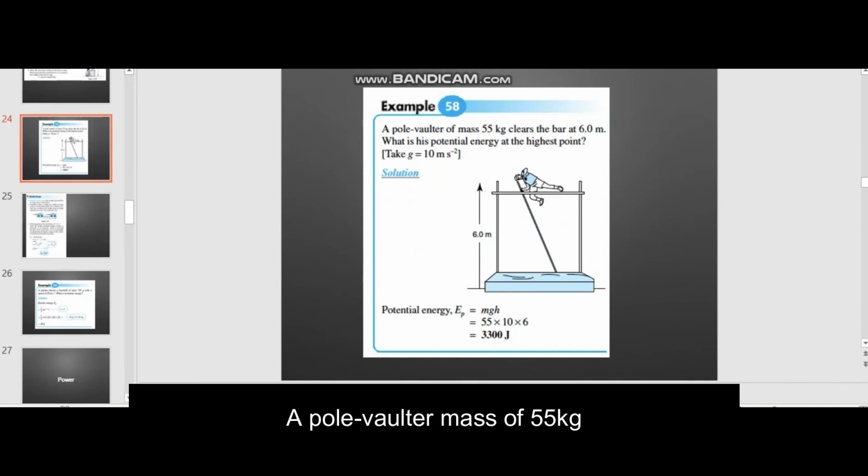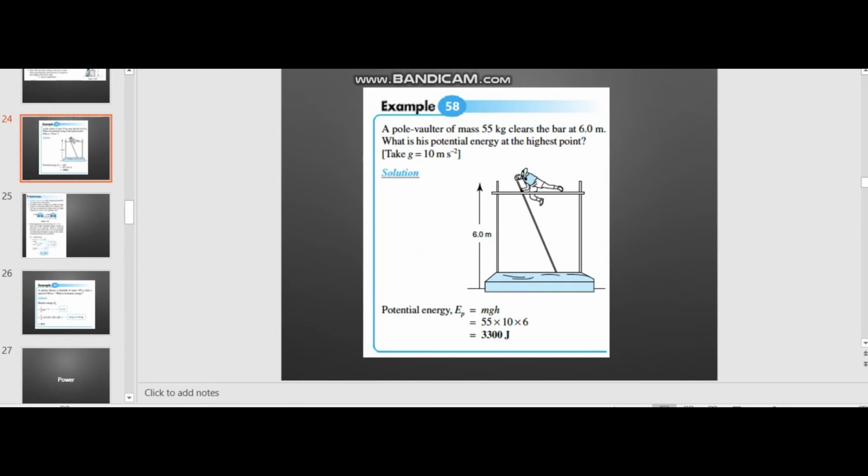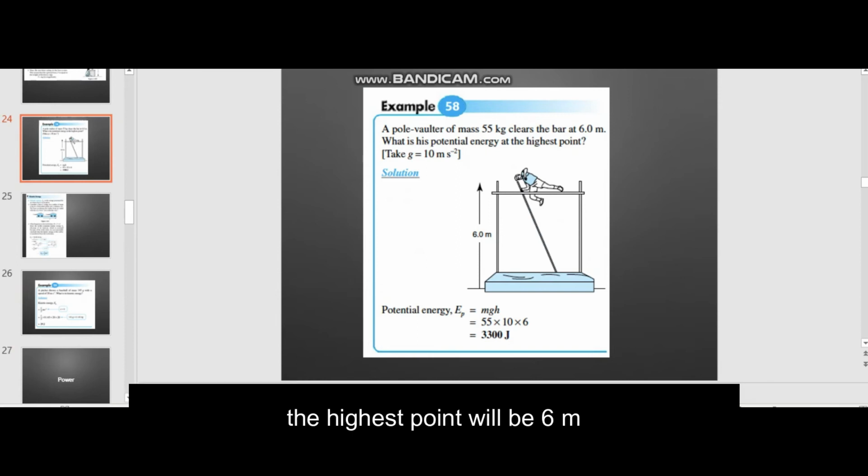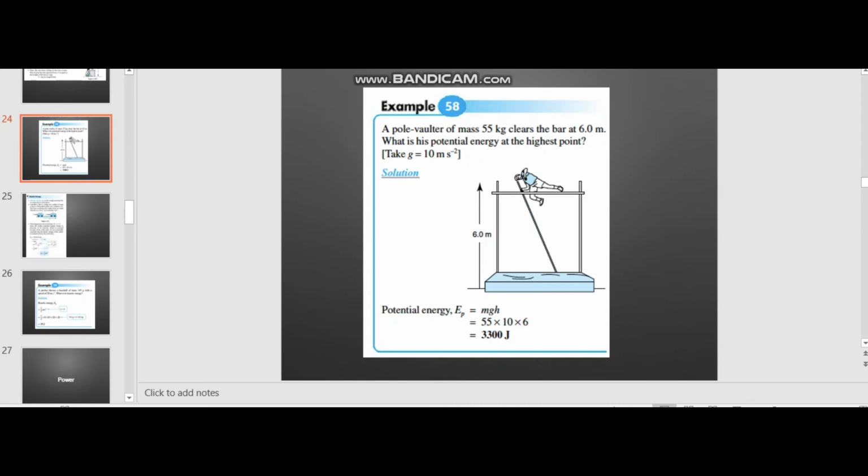For example, a pole vaulter of mass 55 kg clears the bar at 6 meter height. From this height of 6 meter, the pole vaulter is on the top of the bar. So we need to calculate the potential energy at the highest point, which is 6 meter. Using the equation, potential energy EP equals mgh, so the mass times the gravitational acceleration times 6 meter height, which is equal to 3300 joule. So this is the energy or the work done.